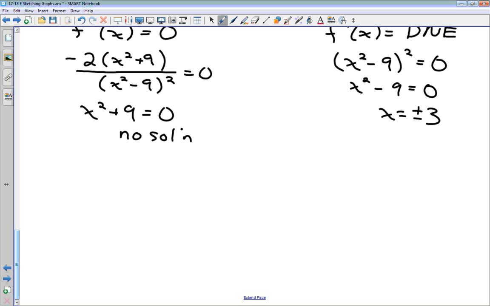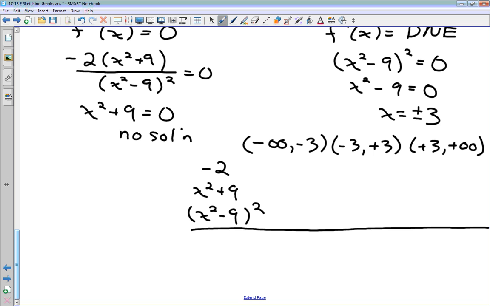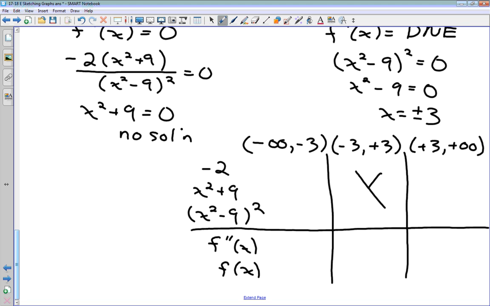And again, we know what these lines are. These are vertical asymptotes. So if we set up our table here, we're going to have intervals from negative infinity to -3, -3 to +3, +3 to positive infinity, and we want to check the sign of each one of our terms in our second derivative: -2, x squared plus 9, and x squared minus 9, all squared. We're using this to figure out the sign of our second derivative and what it tells us about the function. Again, we can ignore this middle interval because our function does not exist in that interval.